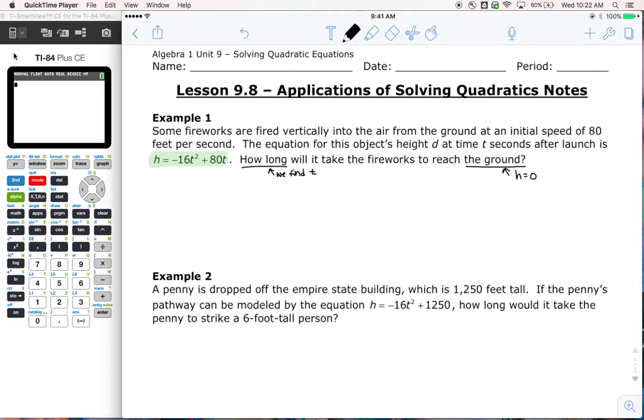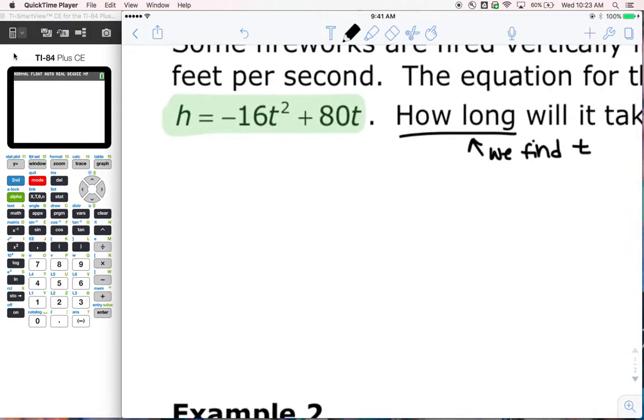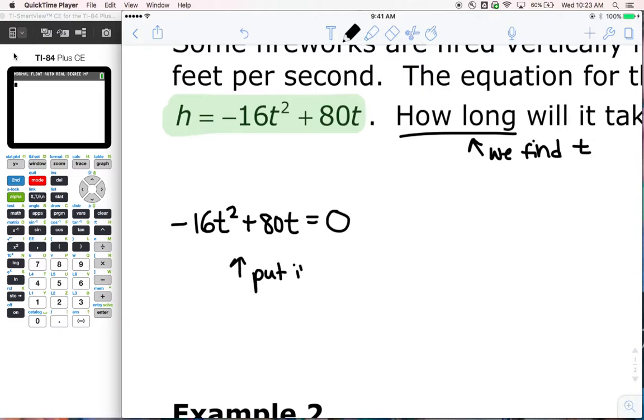So let's take our equation and write it out. We have negative 16t squared plus 80t, and this is equal to the height. But we know the height we're looking for in this problem is 0. If it's equal to 0, I hope you know by now that we can put this in the calculator. So we're going to put this in y equals and look at the graph.